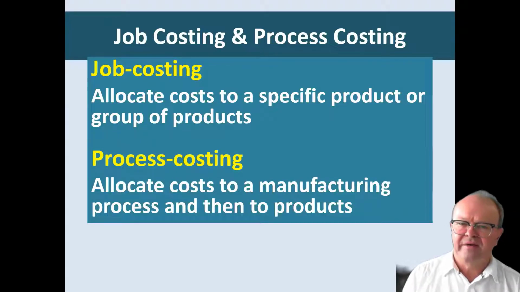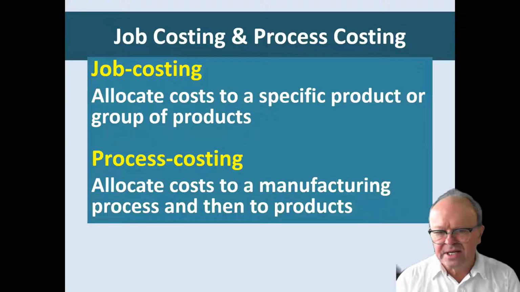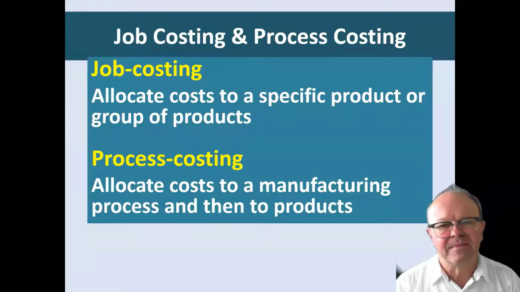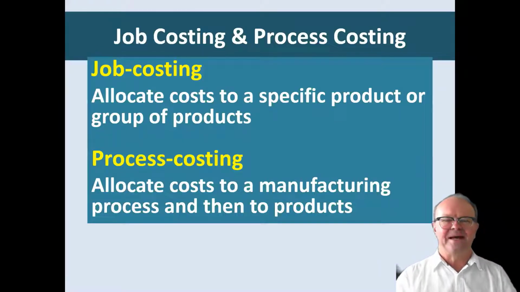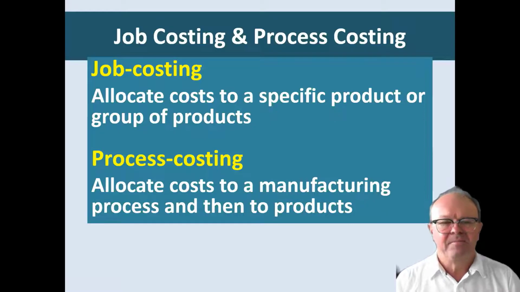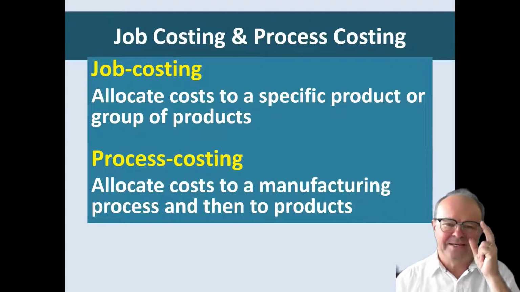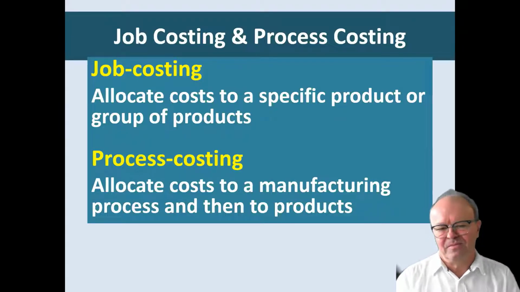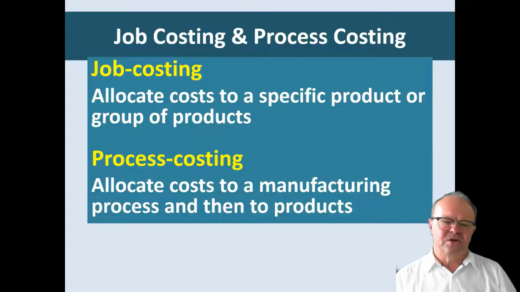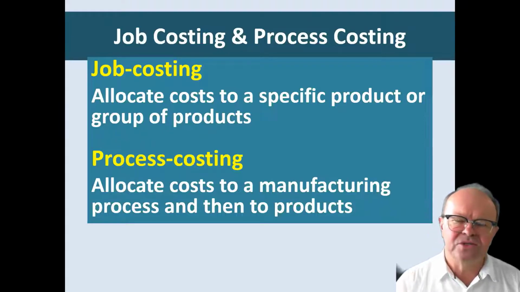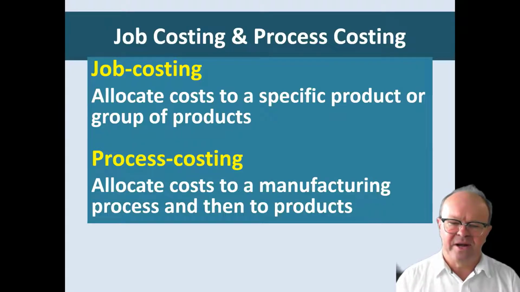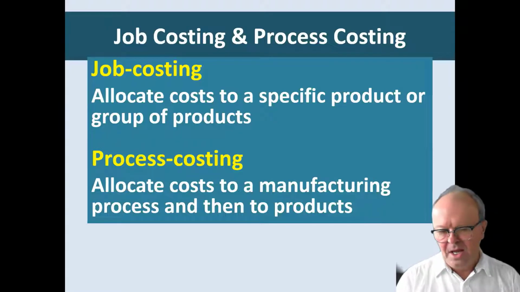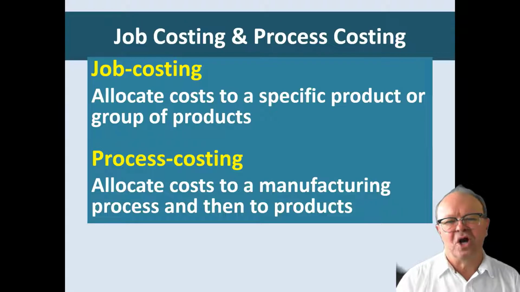Or oil refining. There might be different types of oil products coming out of the oil refinery, but they're all mixed up at first, all in this process going through. And so we can't see the products. We can't attach the costs to specific products or groups of products when they're all mixed up. So we use process costing. This is where we allocate costs to a manufacturing process and then to products. And we discuss the making of chocolate in the reading.